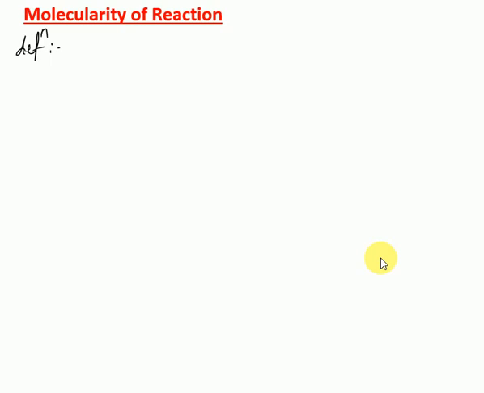Today we will see the molecularity of reaction. Molecularity of reaction means the number of atoms or molecules or even ions taking part in the reaction. That number is the molecularity of the reaction. Let us see the definition.